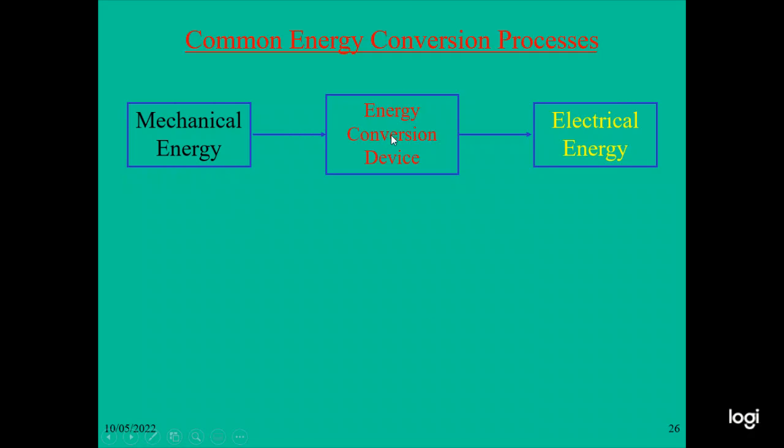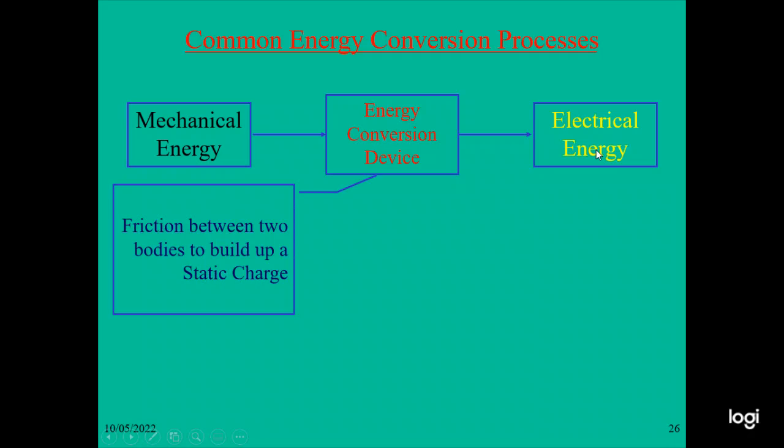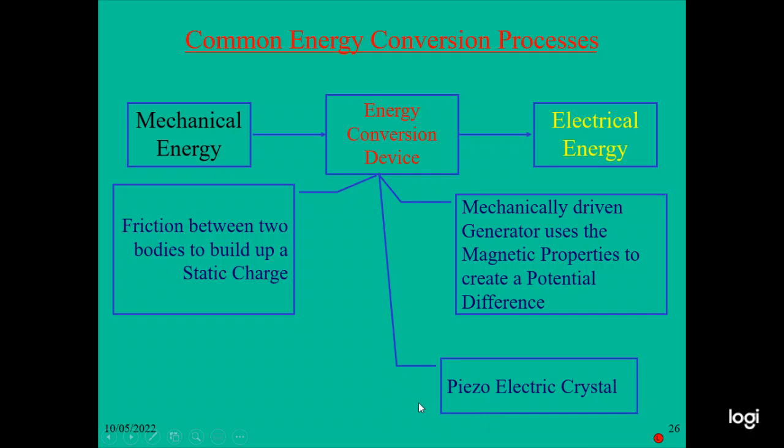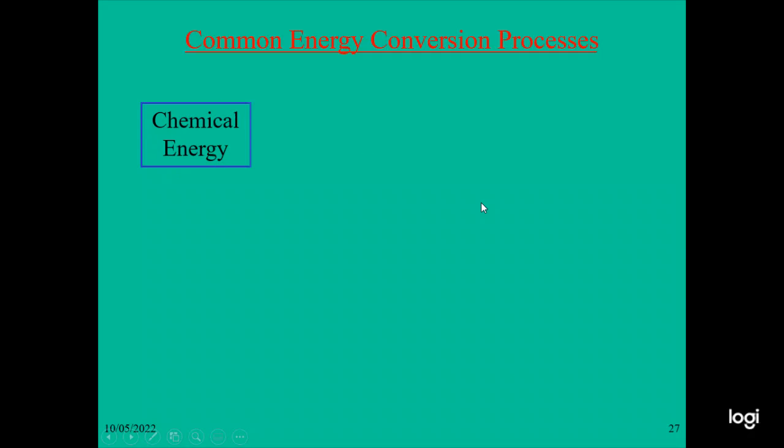Mechanical energy can be converted to electrical energy. The first is friction between two bodies, based on static charge. Mechanically driven generators use magnetic properties to create a potential difference. Then there is the piezoelectric crystal, which converts mechanical energy to electrical energy. This is the function of piezoelectric conversion, mechanical energy to electrical energy.